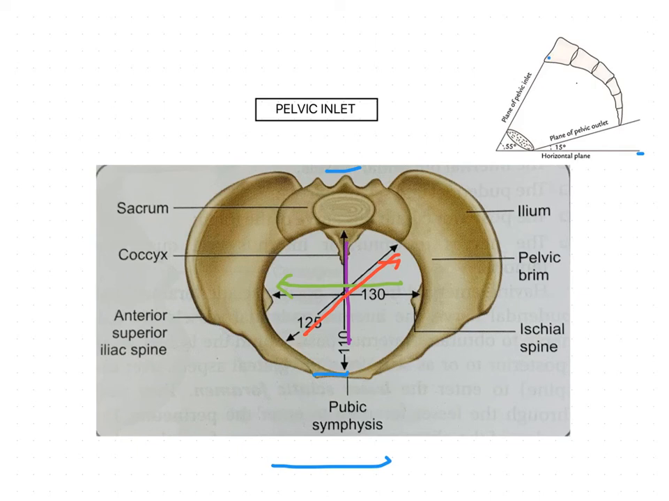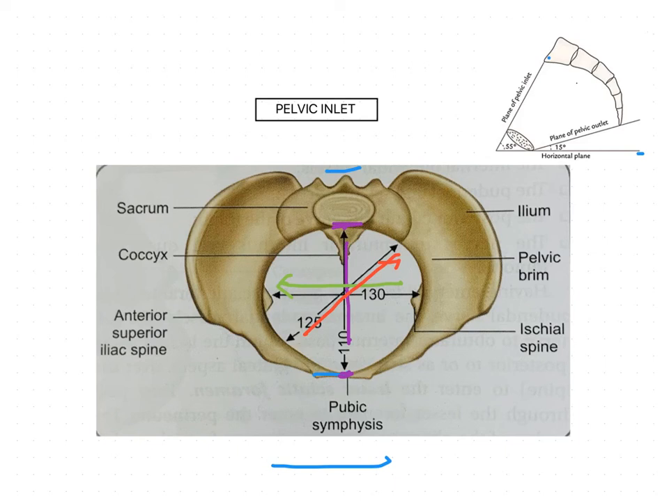Now this AP diameter is measured from the upper border of the pubic symphysis to the sacral promontory. It is about 110 millimeters.